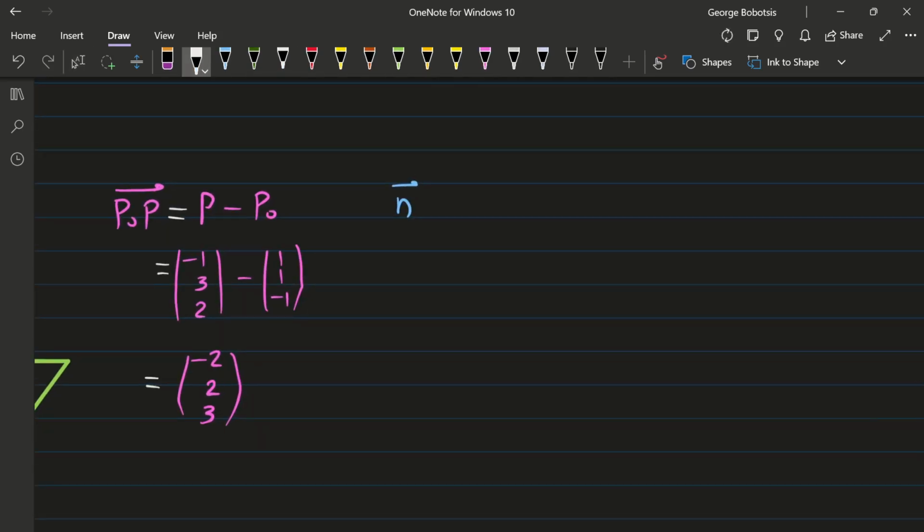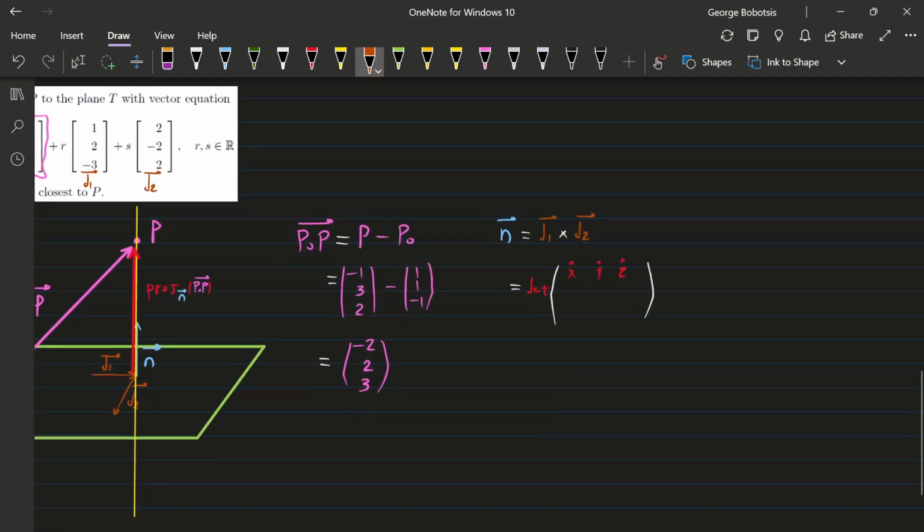N, we said, is supposed to be the cross product between D1 and D2. Now, I've taught you last time how to do this in terms of a determinant. I still insist you try it like this. So we line everything up. We line the x hat, the y hat, and the z hat up here. Then we line the components of D1 and D2: 1, 2, and negative 3; 2, negative 2, and 2. Okay.